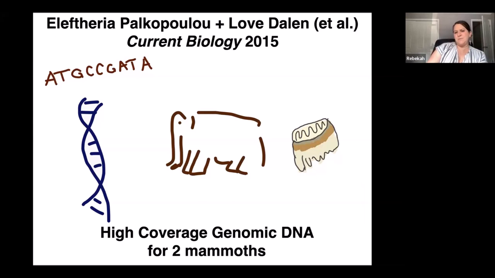One of these genomes came from a juvenile individual that was found at a location called Oymekon from 44,000 years ago. And the other was a tooth that came from a specimen that was found on Wrangel Island off the north coast of Siberia.